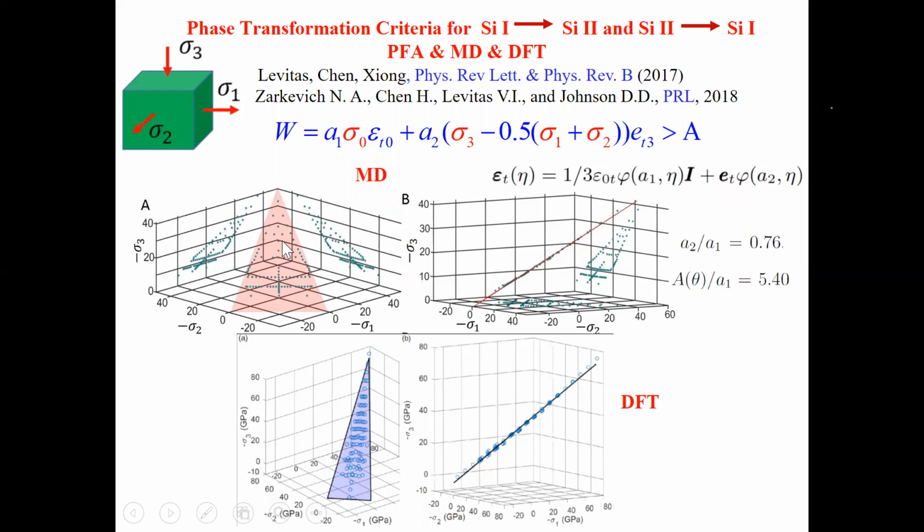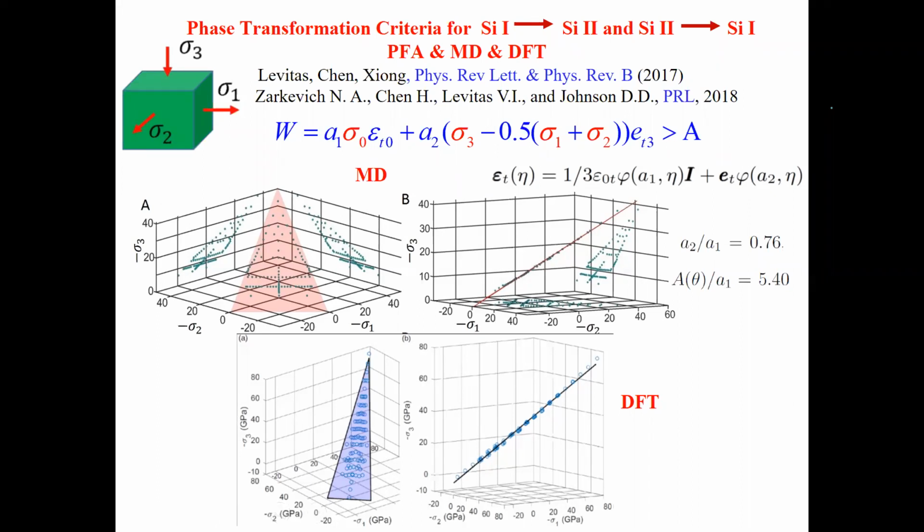Then let's rotate this plane until it is seen as a line. And then green dots here are results of MD simulation, and dots here are results of DFT simulation. And you see that both are in very good agreement with our prediction. And from fitting, we can find 2 unknown material parameters in this criterion.